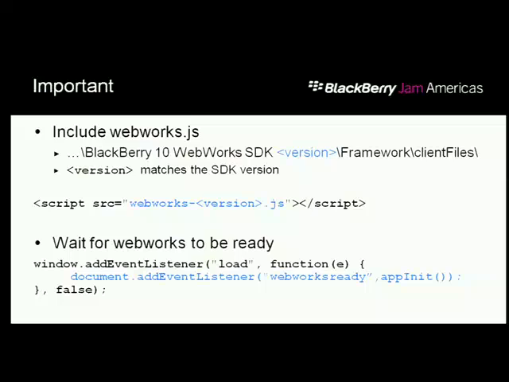What this does is it actually preps the WebWorks application for these WebWorks APIs. Now, because you want to make sure those APIs exist before you start calling them, you do have to add this event listener to your window that just detects when WebWorks is ready. So once WebWorks is ready, just do your regular app init stuff, and you can call BlackBerry.whatever as much as you want.